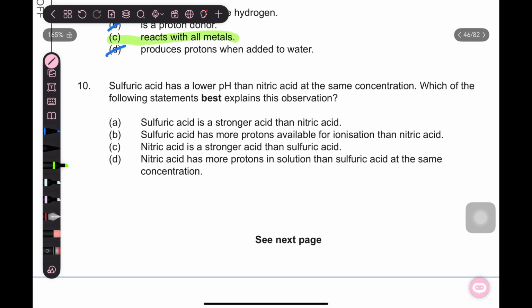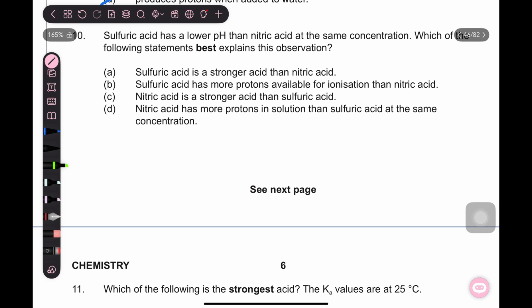Okay, then question 10. Sulfuric acid has a lower pH than nitric acid at the same concentration. Which of the following statements best explains this observation? Obviously the question has established that sulfuric acid has a lower pH than nitric acid, therefore it is a stronger acid. So we know that this one is technically correct, and therefore we can cross this one out as well because that's technically wrong. However, we don't know that A is the best answer, which is what is highlighted in the question. We also know that D is wrong because this insinuates that nitric acid is a stronger acid because it's producing more protons in solution, which is a determinant of the strength of the acid.